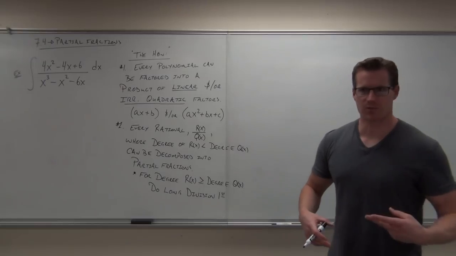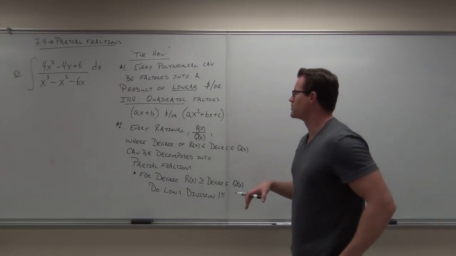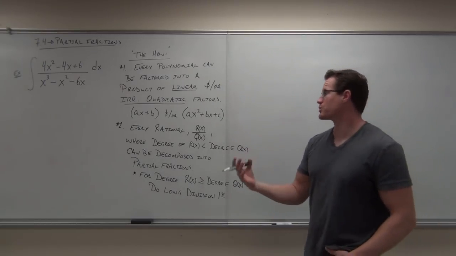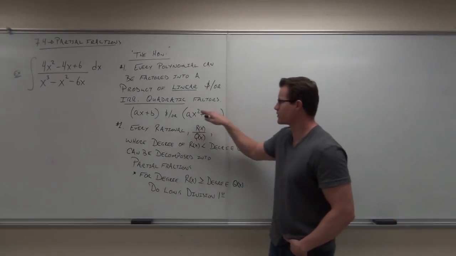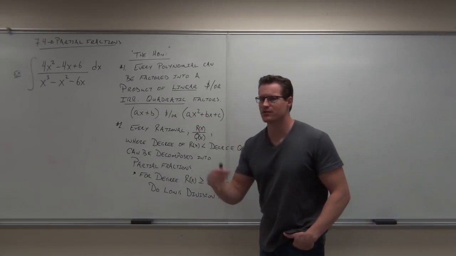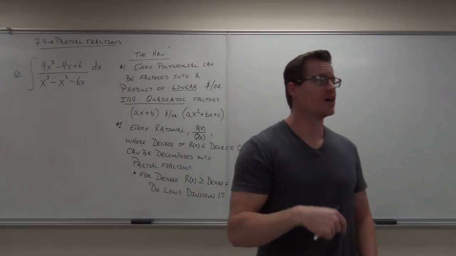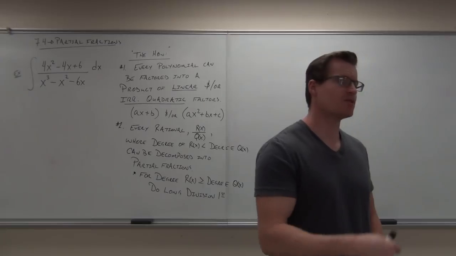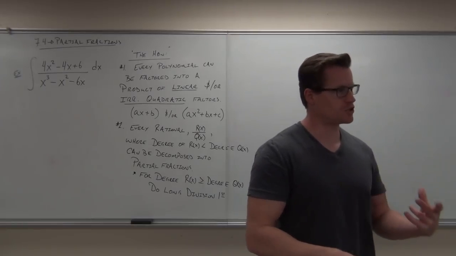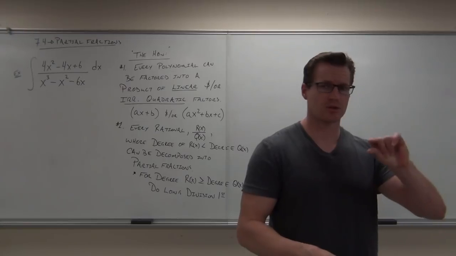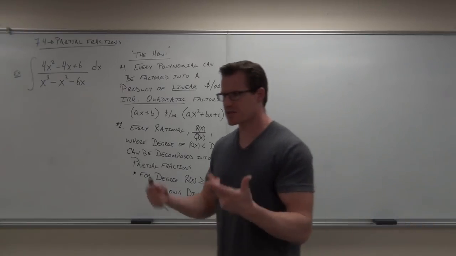These are two theorems that are proved in mathematics. Every polynomial can be factored into a product of linear and/or irreducible quadratic factors. That's these and/or these. For every rational function where the degree of r is less than the degree of q, meaning the numerator's degree is less than the denominator's degree, you can reduce that to partial fractions. If you don't have that, you do long division, which brings your degree down, then you do partial fractions. That's the whole deal.